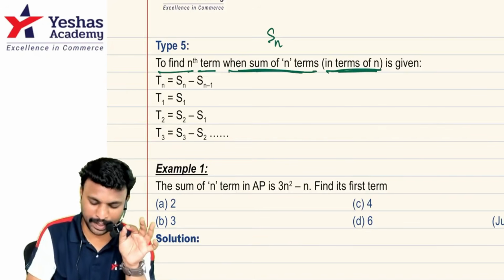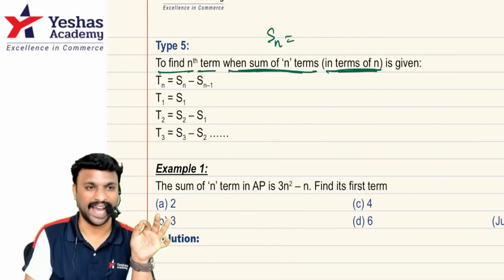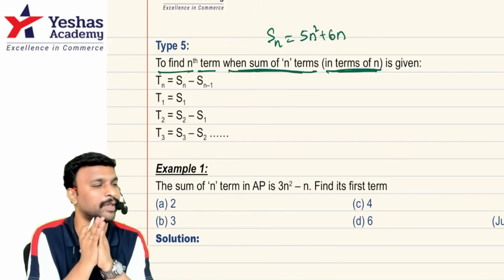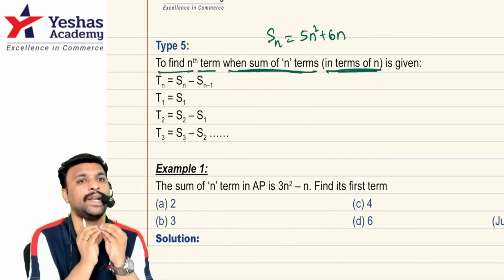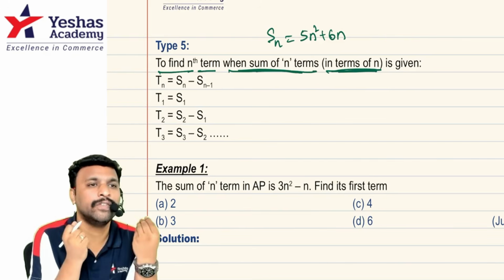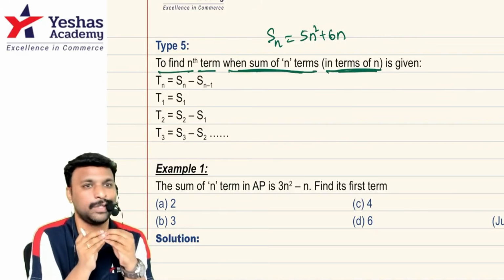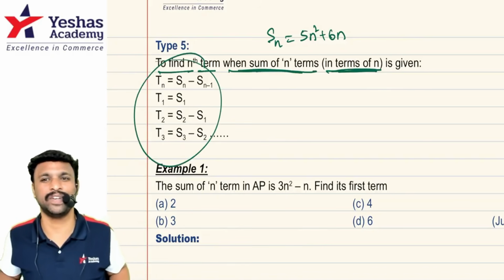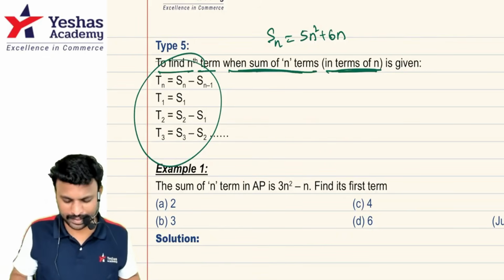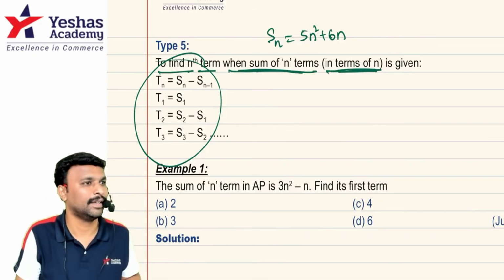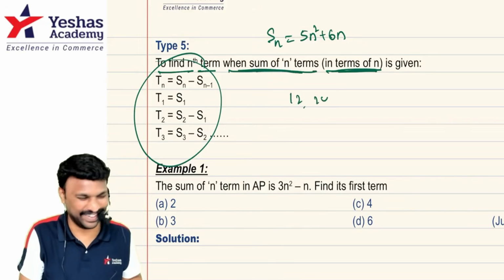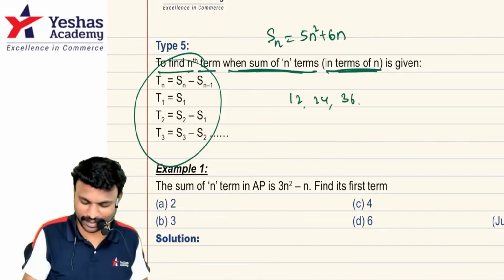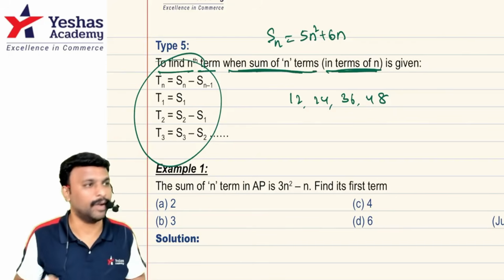Sum of n terms in terms of n means they'll give you something like this: Sn is equal to 5n square plus 6n. They'll ask you to find the third term, the fourth term, the sixth term, and so on. Before I give you these formulas, let me explain the meaning of it through a sequence. Give me an AP sequence. 12, 24, 36, 48. Enough.